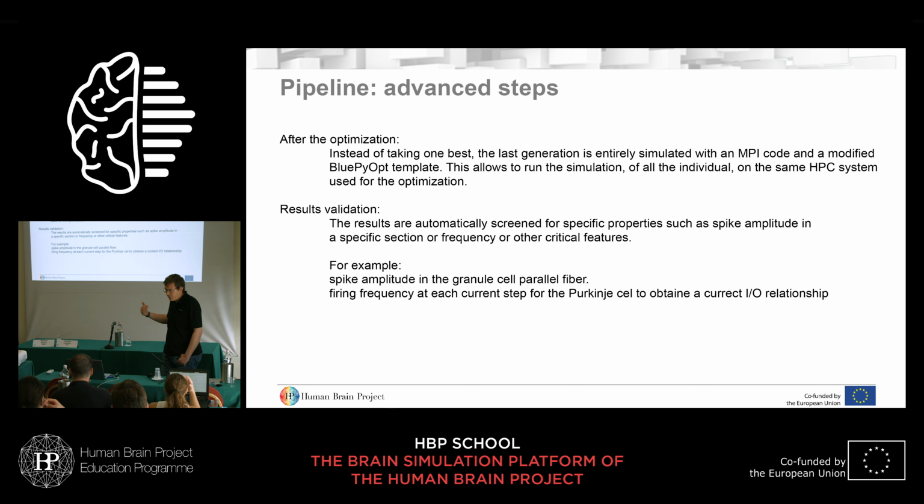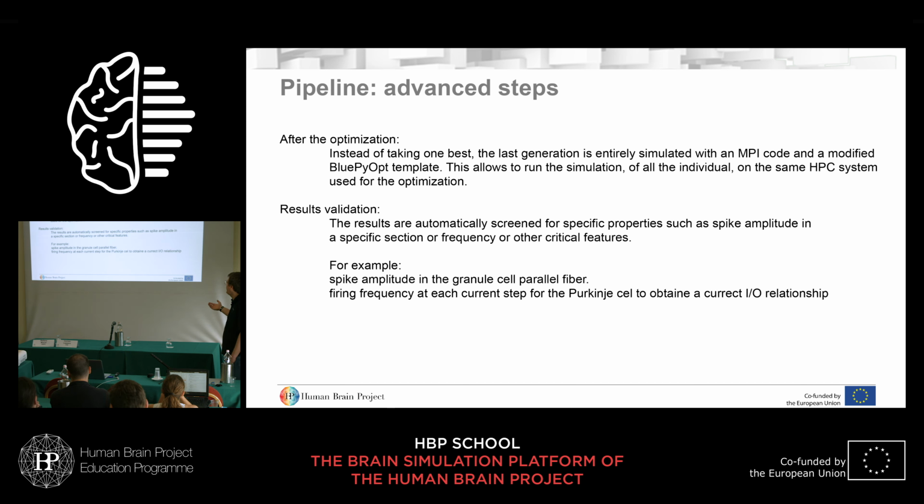And since I'm not using the best individuals, I had to take and simulate the entire generation with a modified BluePyOpt template. I've added MPI code so I can run it on a cluster without problem. So I can do the optimization and the simulation directly on the same machine. And so I can see how each of them works.